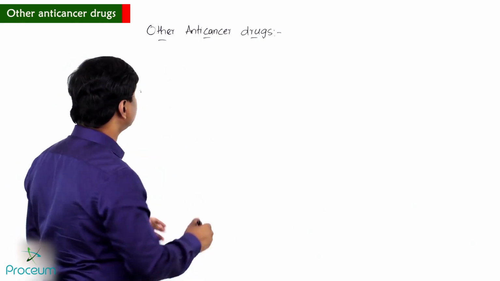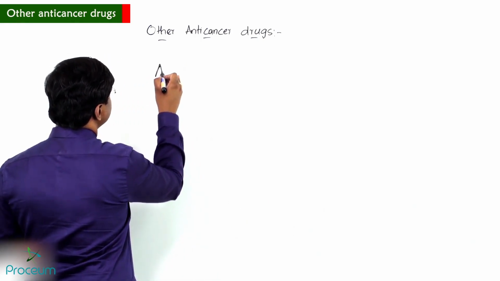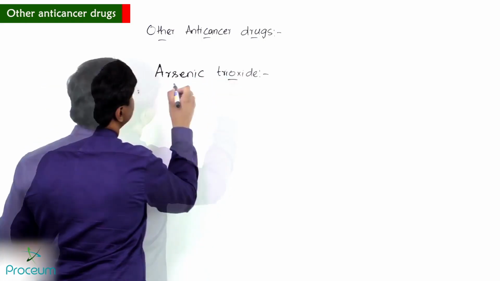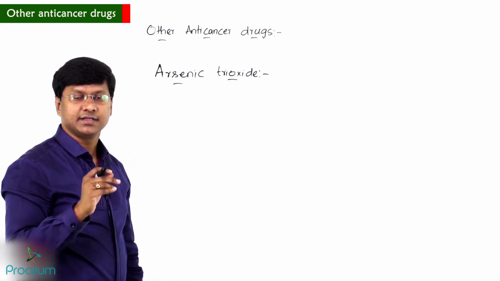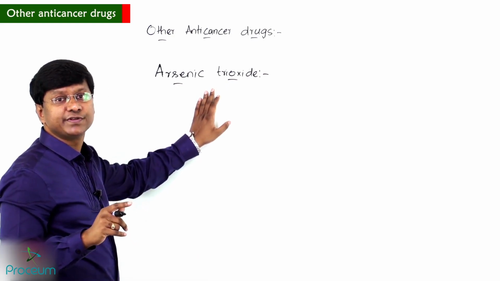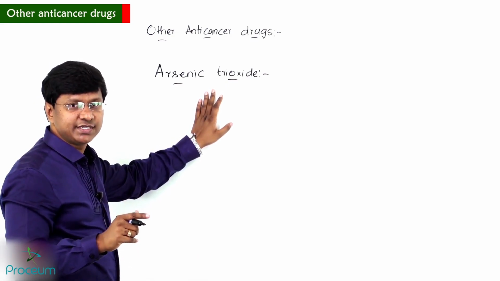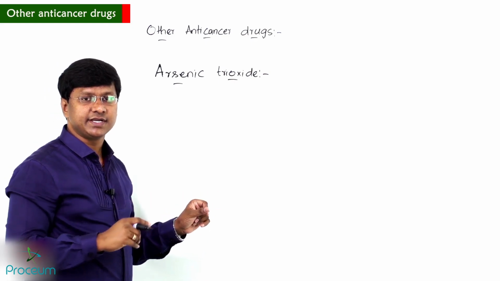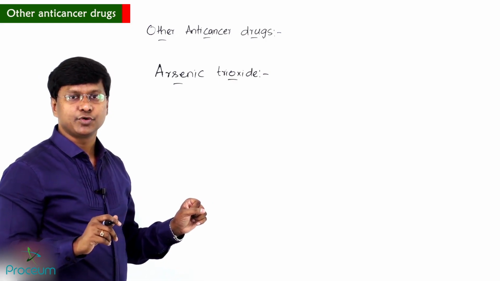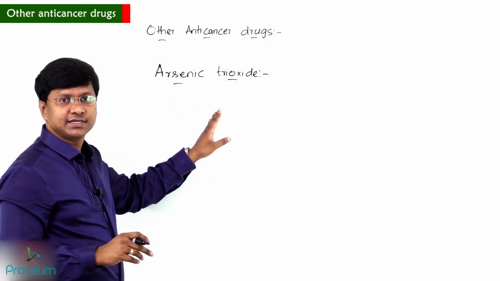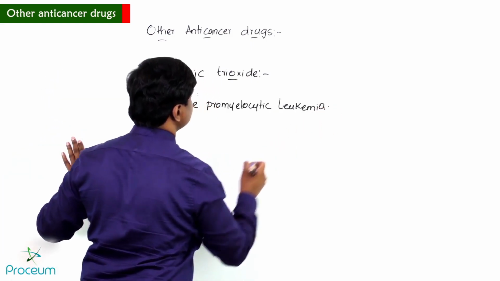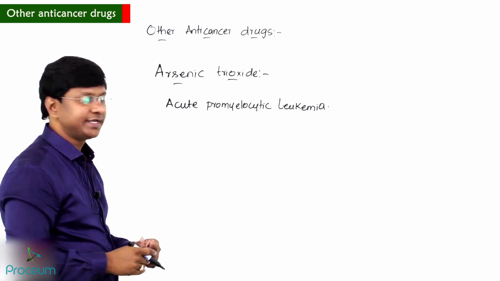Now let me tell you the other important anti-cancer drug, that is arsenic trioxide. Remember, this is also used for the treatment of acute promyelocytic leukemia. Just now we discussed tretinoin, that is all-trans-retinoic acid, used in the treatment of acute promyelocytic leukemia, and this is another drug used for the treatment of acute promyelocytic leukemia.